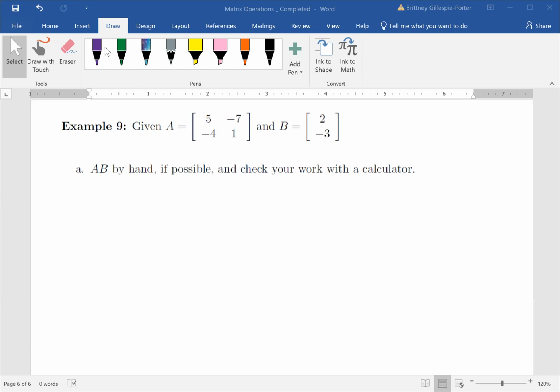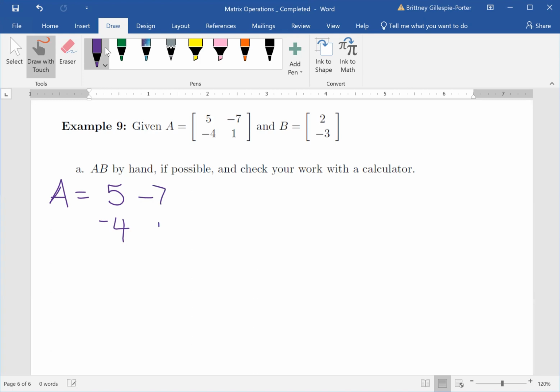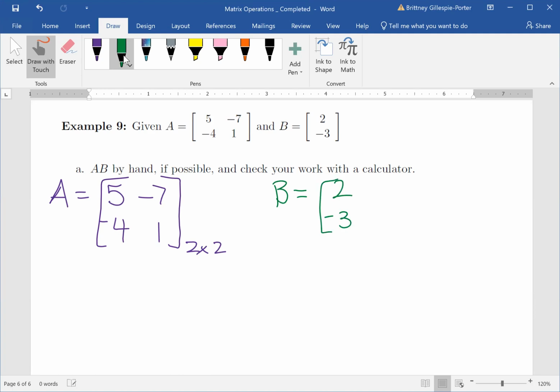Okay, so I'm going to color code as I always do. A is 5, -4, -7, 1. He's going to be in purple. A has 2 rows, 2 columns. He is a 2 by 2. I'm going to have B be green, 2, -3. He has 2 rows, 1 column, so he's a 2 by 1.